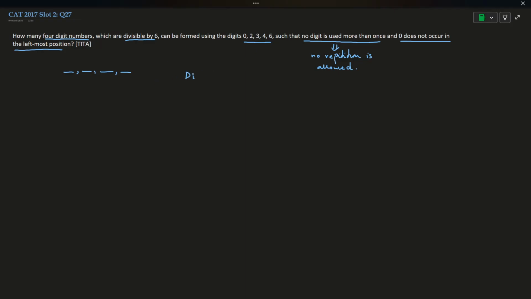So first you guys have to know what the divisibility rule of 6 is. The divisibility rule of 6 is basically: if a number is divisible by 2 and 3, then the number is divisible by 6. So in order for a number to be divisible by 2, the unit digit must be even. That means this position must be even. Unit digit is even.